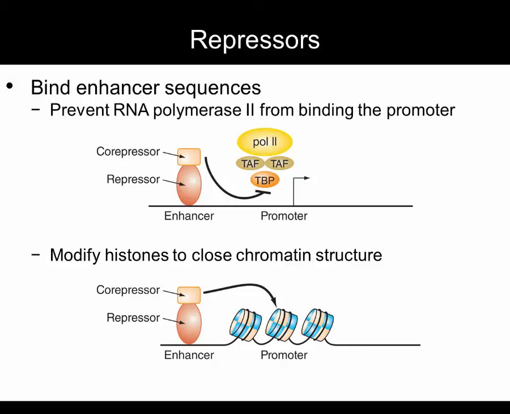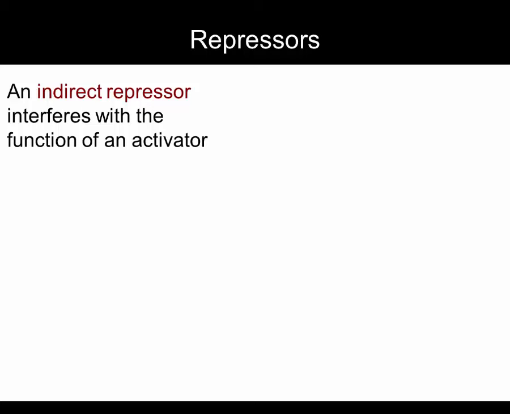In bacteria, we said a corepressor is a small molecule that binds a repressor and helps that repressor bind the DNA. In eukaryotes, the term refers to proteins that are recruited by the repressor after it's already bound the enhancer. Additionally, there are indirect repressors, which don't interact with basal factors or histones at all. Instead, they interfere with activator function, and they can do so through various means.